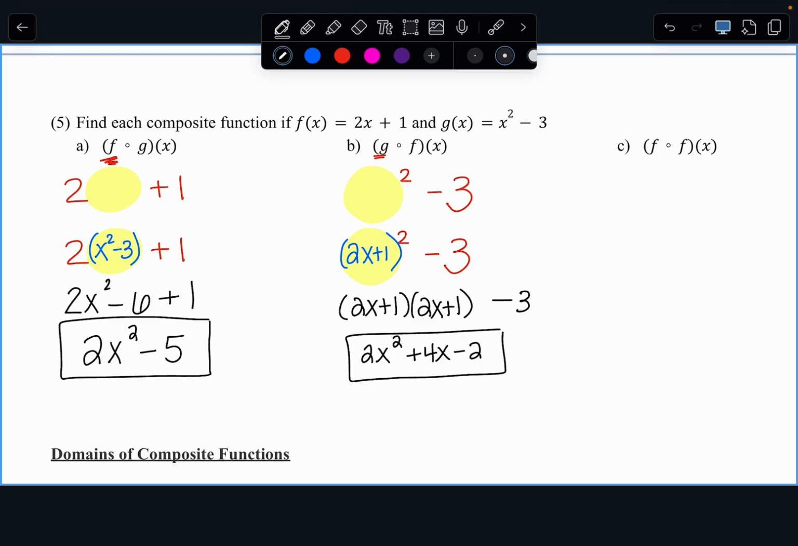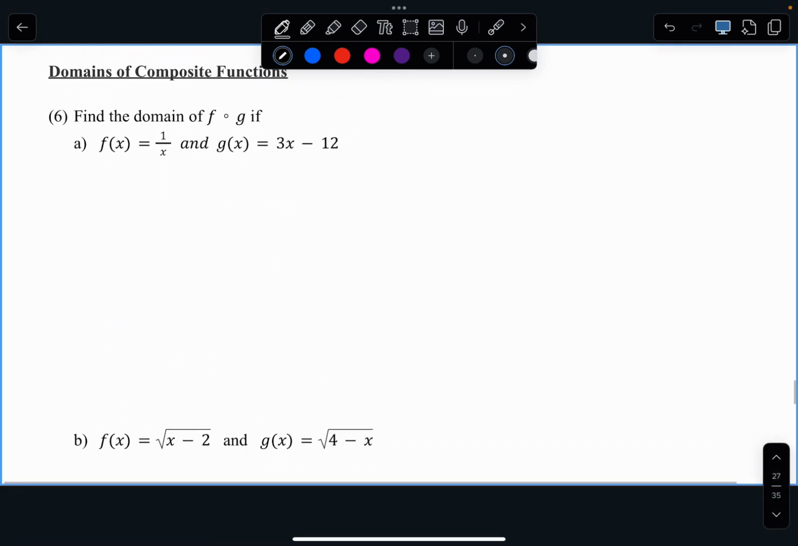Does it make sense how to plug a function into a function? Yes, no, maybe. I'm getting it. You'll need to practice, but for the most part, yeah. I understand a little bit. Okay. You're not going to have to do composition of functions and domains on your assessment. So we're going to say skip.